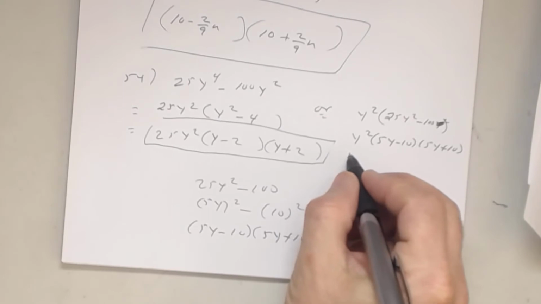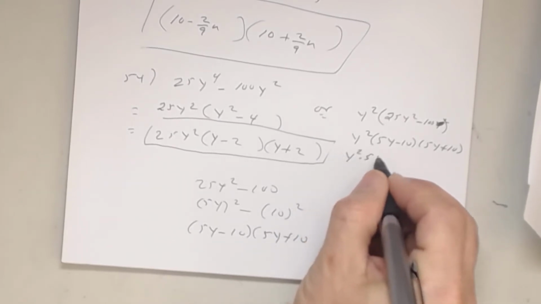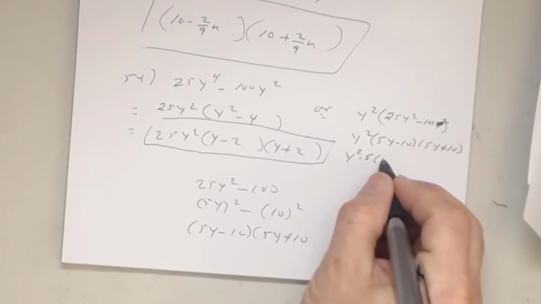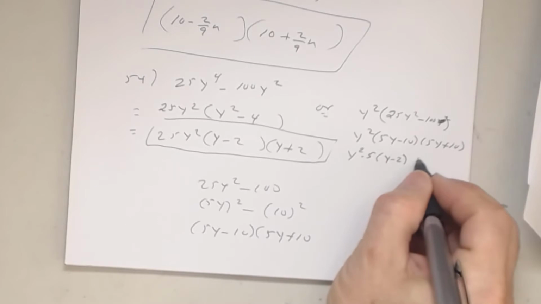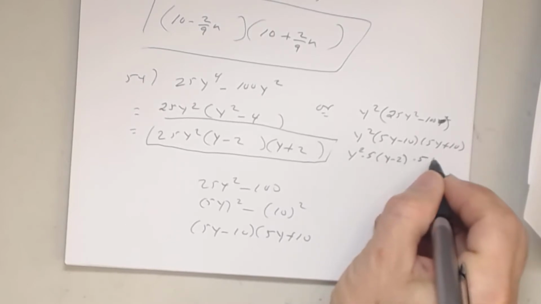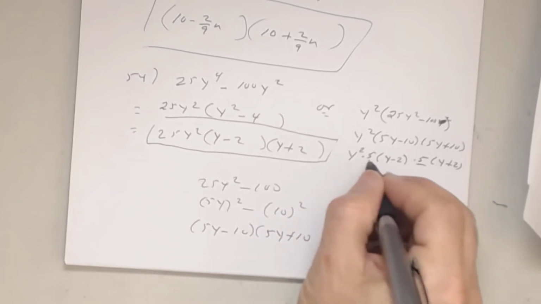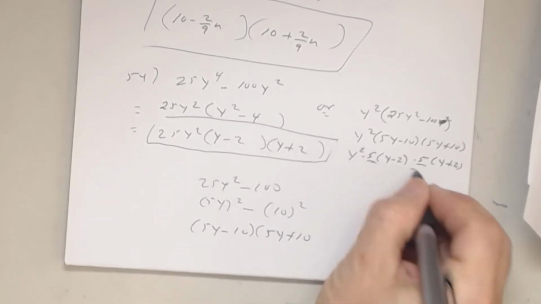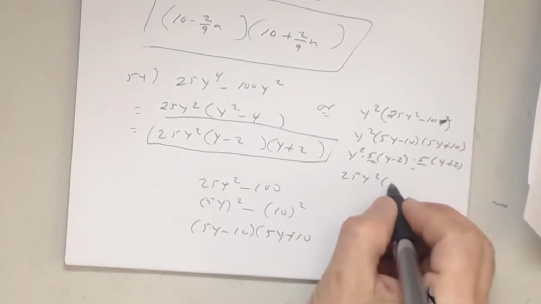So here's what you're doing. You're saying, all right, I can still take out a 5 here, so I can write this as y squared times 5 times what? Y minus 2. And over here I can take out a 5, and then that's 5 times what? And then 5 times 5 is 25. Put that in front. And so you get 25y squared times what?